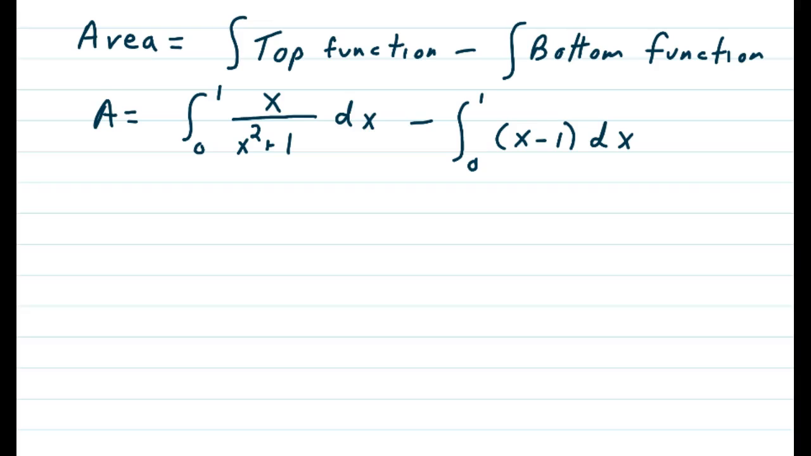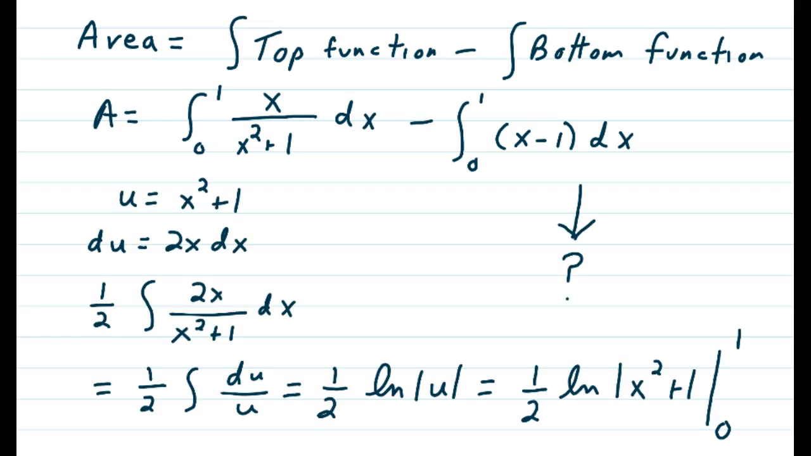Since area is equal to the integral of the top function minus the integral of the bottom function, we have the area equaling the integral from 0 to 1 of x over x squared plus 1 dx minus another integral from 0 to 1 of x minus 1 dx. Since we can really do nothing algebraically with these two functions that would really help us in the integration, we'll solve the one on the left first.